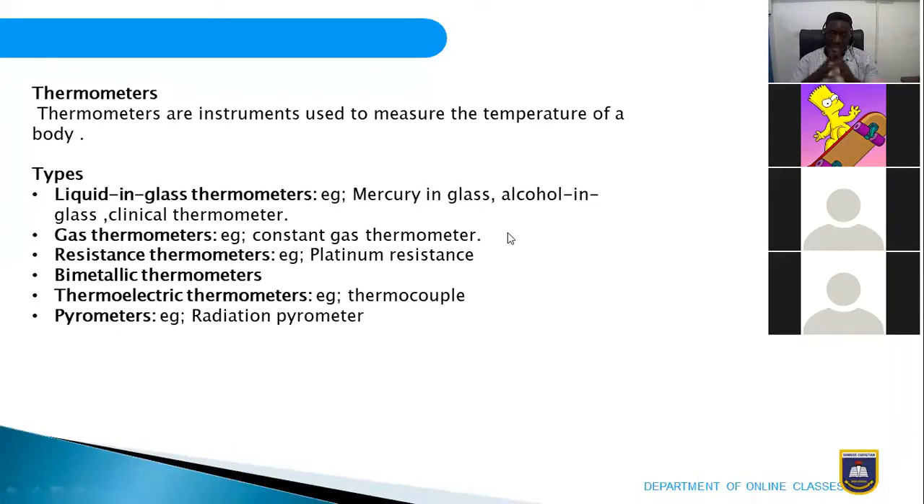So I defined the thermometer as an instrument used in measuring the temperature of the body. And the liquid inside the thermometer, we call the thermometric substance. It helps to determine the temperature of the body. That liquid inside expands or contracts. When my body has a higher temperature, the liquid inside will expand. But when my body has a lower temperature, the liquid inside will contract, it decreases. That's basically what the thermometric substance is. And we have the types: the liquid in glass thermometer, the gas thermometers, the resistance thermometers, the bimetallic thermometers, the thermoelectric thermometers and the pyrometers.